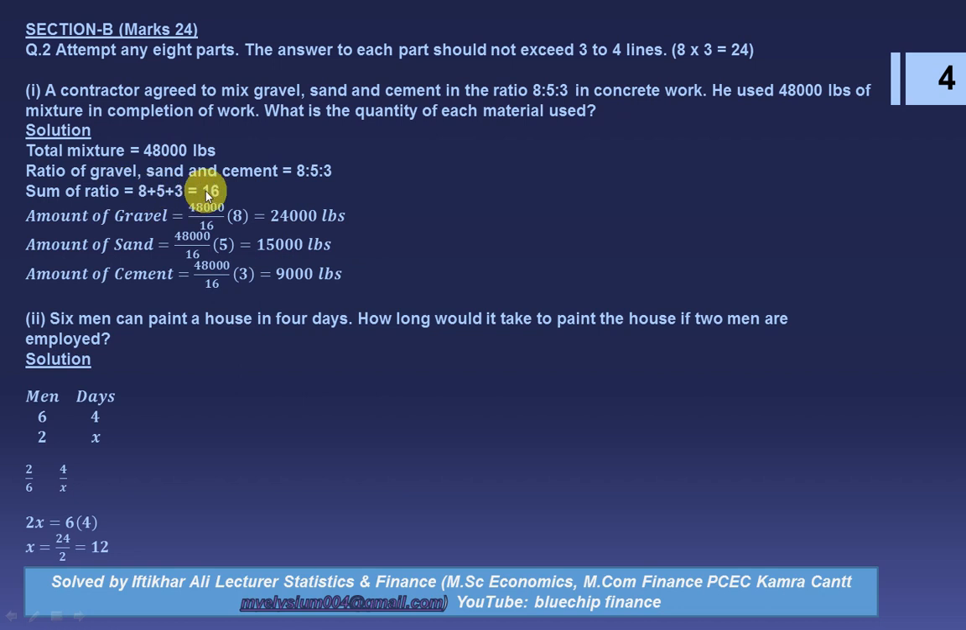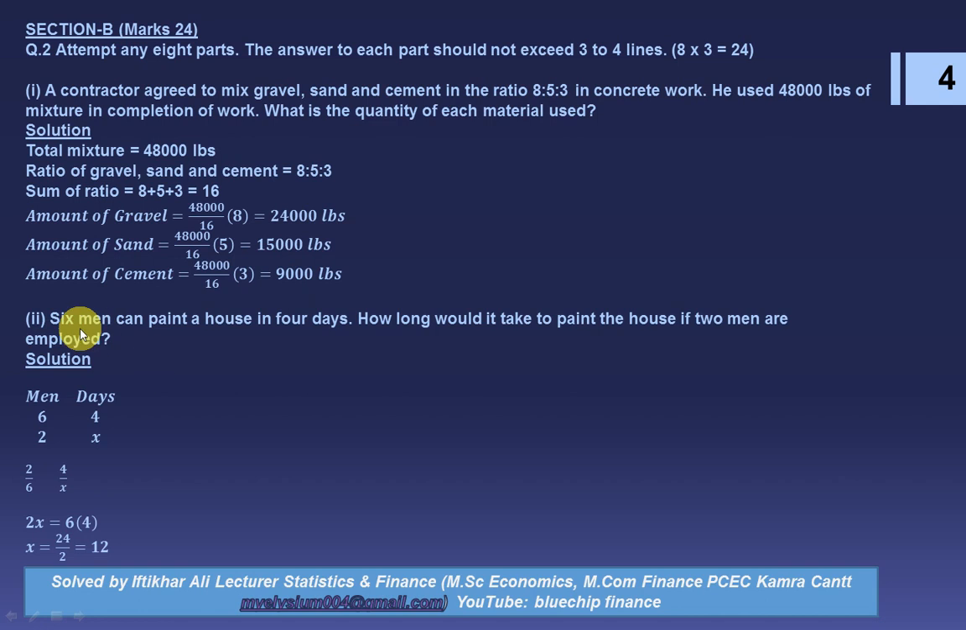8:5:3. Just simply take the sum of this ratio, that is 16, and now divide this total mixture by the sum of the ratios and multiply the result one by one. First with 8, secondly with 5, and finally multiply by 3. And the first one is the gravel, second one is the sand, and third one is the cement.